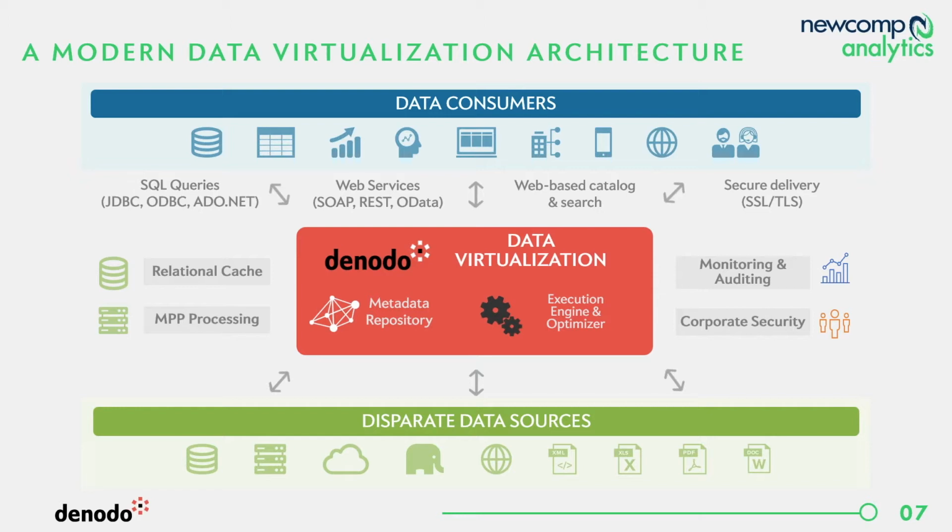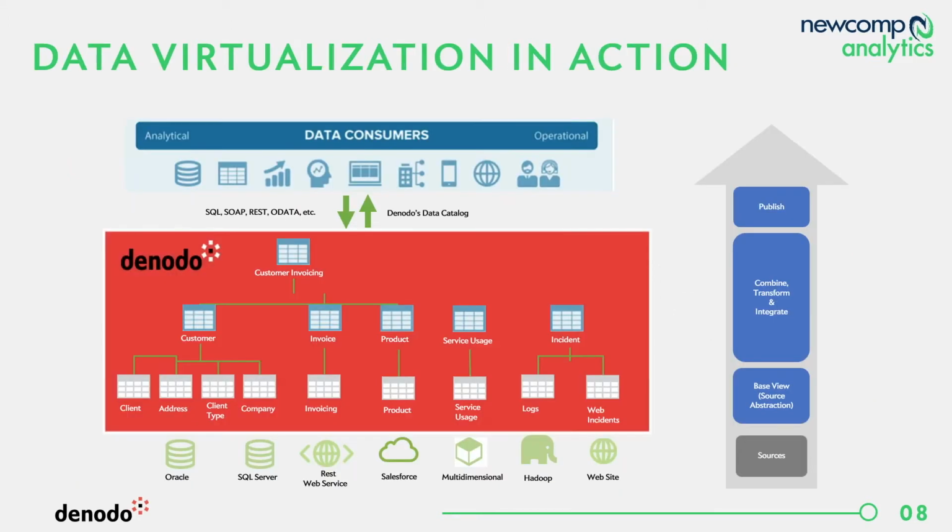Whenever a user executes a query, that query is received by the virtual layer, and Denodo's optimizer engine evaluates the best way to execute that query. It then federates those queries to your underlying data sources, meaning it brings the data all together, and it retrieves it back in real time. It combines, integrates, and transforms the data into a format that you've defined in your semantic layer, and it returns the data to your end users.